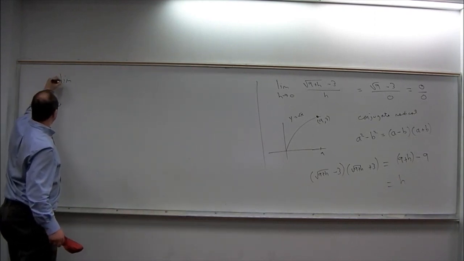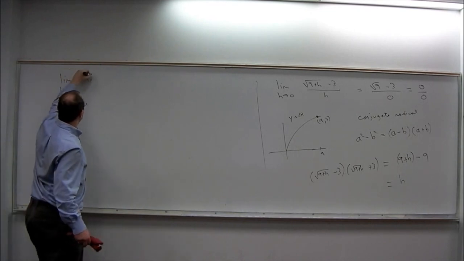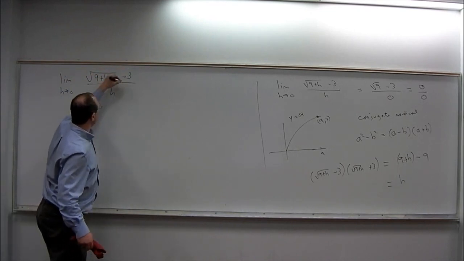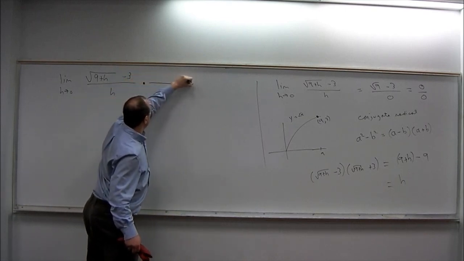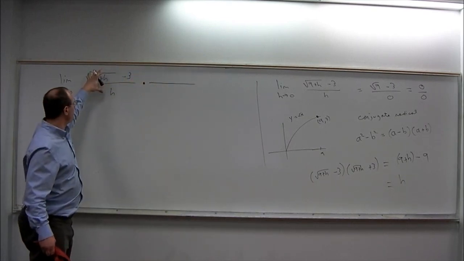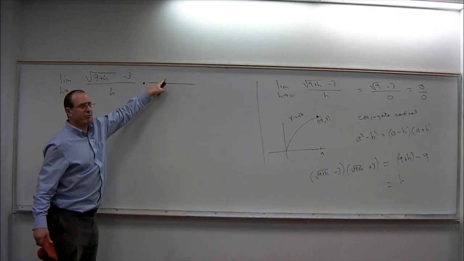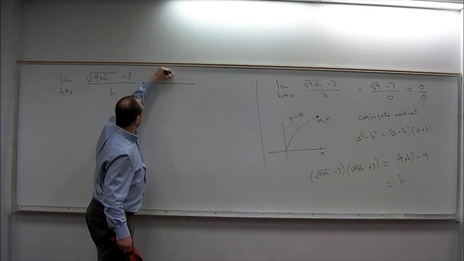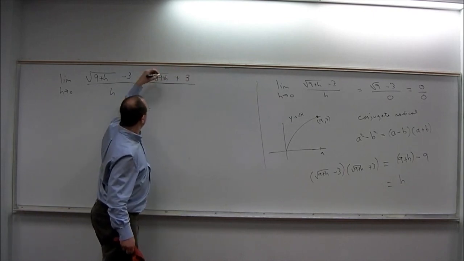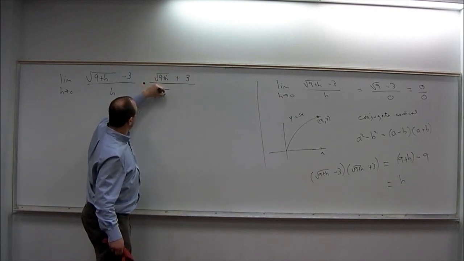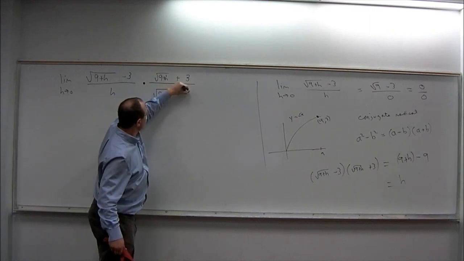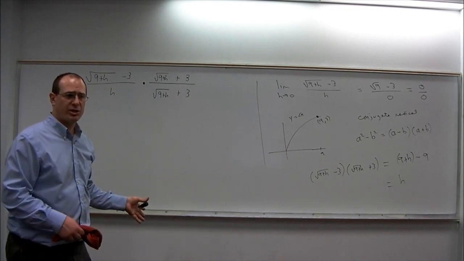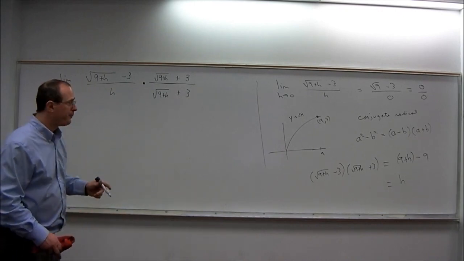So we have the limit as h approaches 0 of (radical 9 plus h, minus 3) divided by h. What I'm going to do is multiply this fraction by the conjugate radical over itself. So the square root of 9 plus h, plus 3, divided by itself, and that's necessary because I'm just multiplying by 1, so I'm changing the way the expression looks without changing its value.